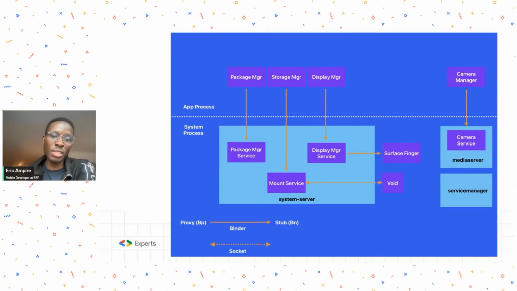And for example, the display manager will delegate to the display manager service, which has access to another service that is not part of the system server. That's why I said that not all the system services are running in the system server. There are some of them which run in a separate process. For example, here the camera manager has access to the camera service, which is running in the media server.